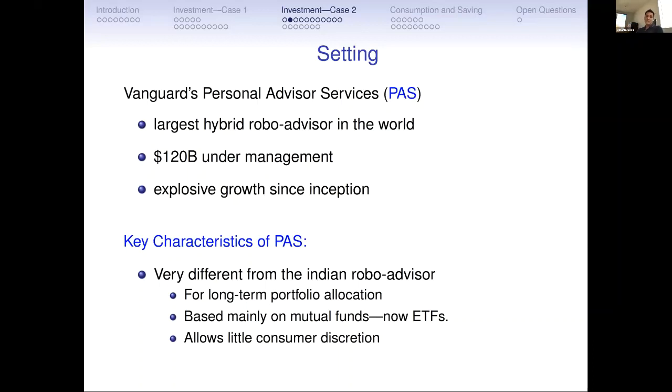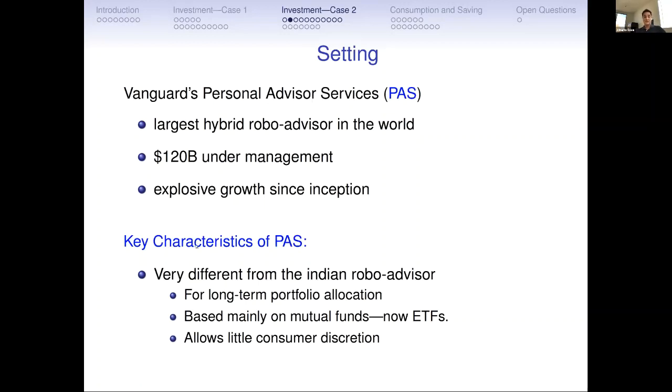So we study here Vanguard's PAS, which is the largest hybrid robo-advisor in the world. What I mean by hybrid robo-advisor is that individuals not only have access to an algorithm that effectively sets the portfolio allocation for them, but they also have access to an individual financial advisor, a human financial advisor that can help them make certain key decisions in terms of what plan they choose and how they choose it.